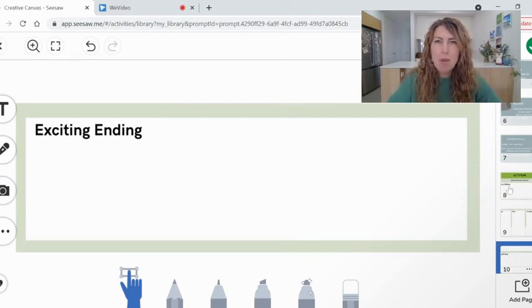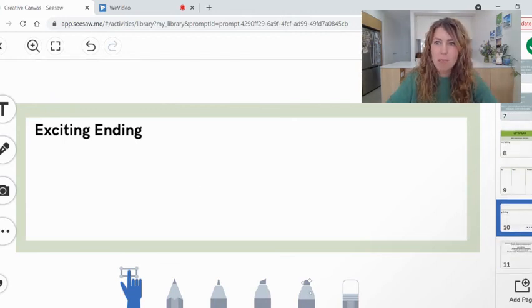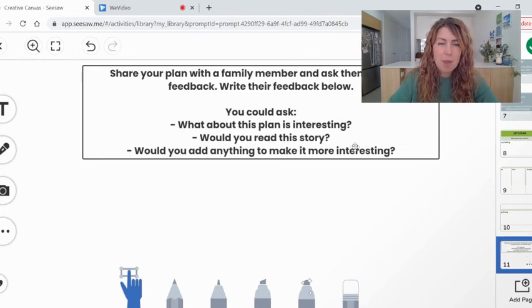Now, I'm letting you know that you have today and also the first lesson next week to work on the plan. Part of working on the plan, once you've filled it out in detail, and keep in mind your teacher will send it back to you if it doesn't have enough detail. Once you've done your plan, you're going to ask a family member for some feedback. It would be good to hear, is your plan interesting? Would the family member read the story? Would there be anything that they would add to your story to make it more interesting? And you can write their feedback below.